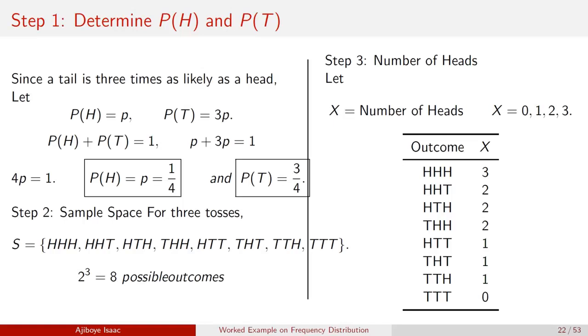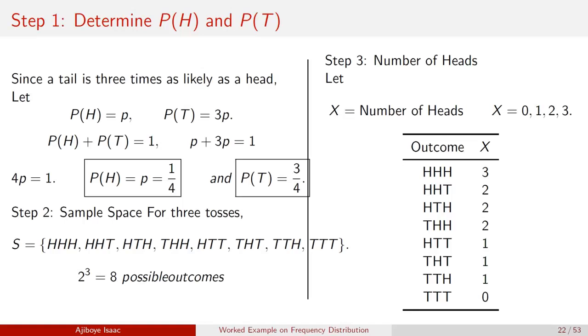Then the sample space for 3 tosses will be as displayed: S equals HHH, HHT, and so on. If you count the number of possible outcomes, it will give us 8 possible outcomes. But we can always get that even without drawing the sample space, and that will give us 2 raised to power n, where n is the number of tosses. So the number of heads that can occur in these 3 tosses of the coin is X equals 0, 1, 2, 3. We can have 0 head, 1 head, 2 heads, and 3 heads.